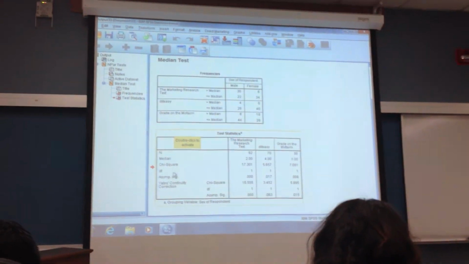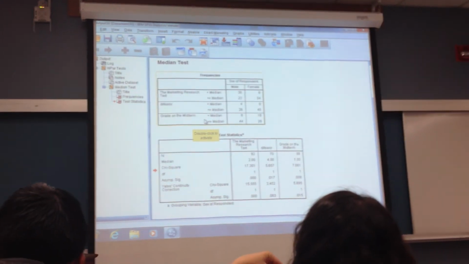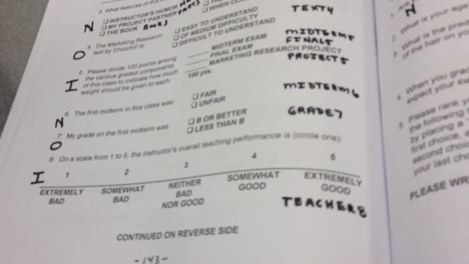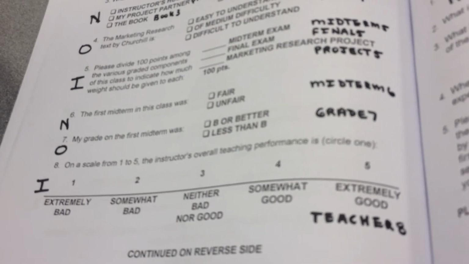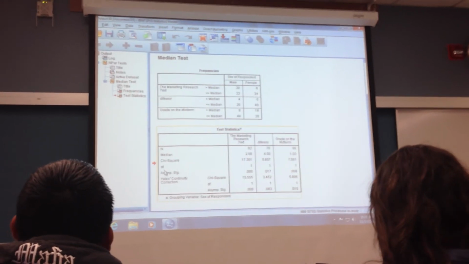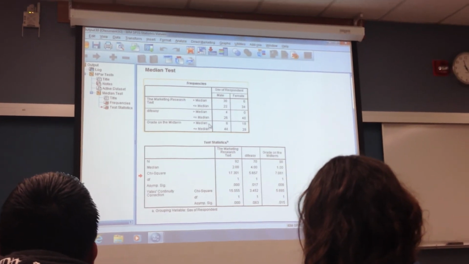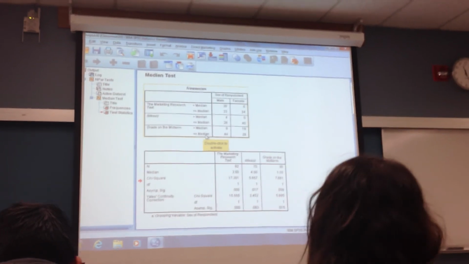Grade on the midterm. This is a tricky one. Go back to page 143. Look at this, page 143. Grade on the midterm: a B or better was a code 1, and a code 2 was less than B. So notice the low number means the high grade. So basically my median is what? Let's go back. The median is a 1. Greater than the median has got to be a 2, so this is the low grade category, and this is the 1, the high grade category.